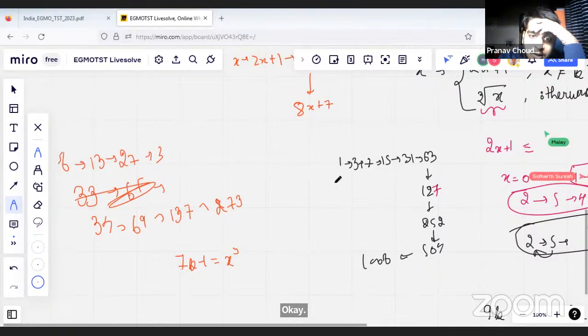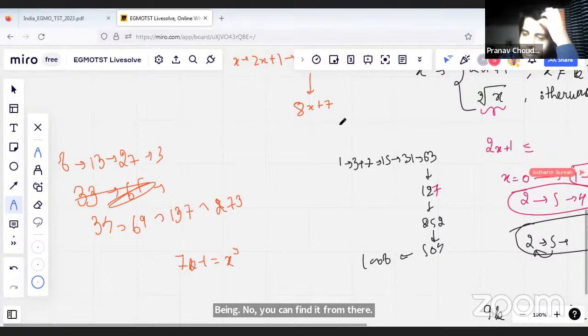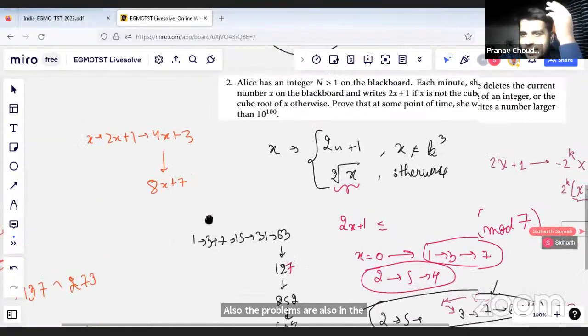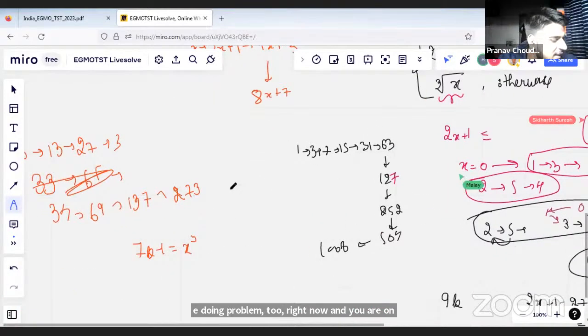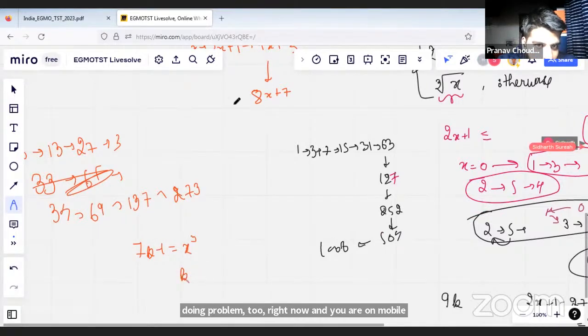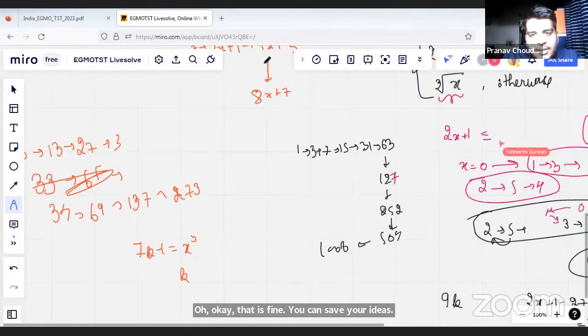Kanav, I've shared the Miro link in the group DM. You can find it from there. Also, the problems are also in the group DM. We are doing problem 2 right now. And you are on mute. Okay, that is fine. You can say your ideas. You just write those if you have.